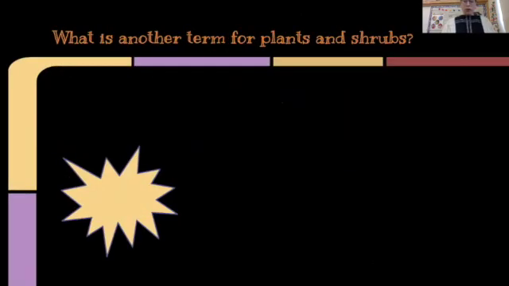What is another term for plants or shrubs? This is a tricky one. Pause if you need more time. The answer is vegetation. Remember, planting vegetation is when you plant weeds or grass, shrubs, plants, things like that.